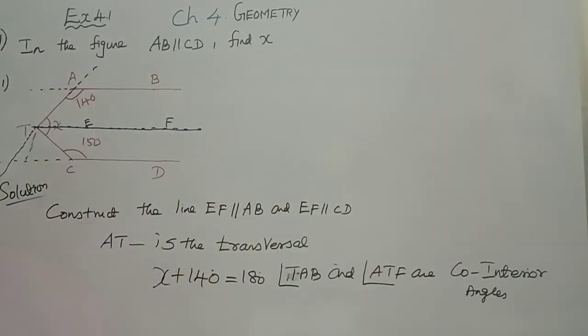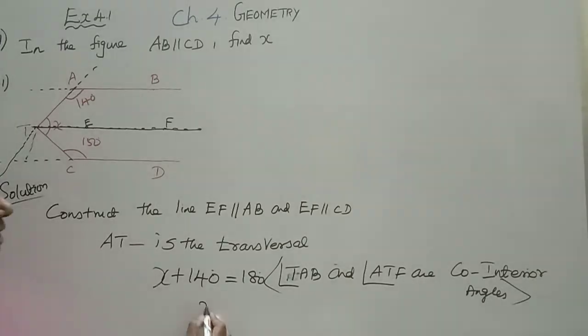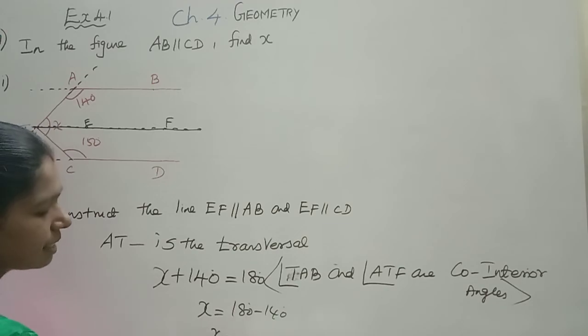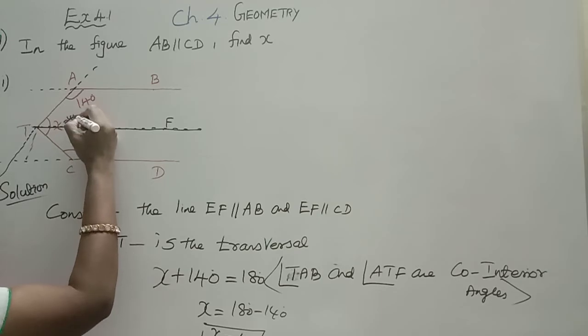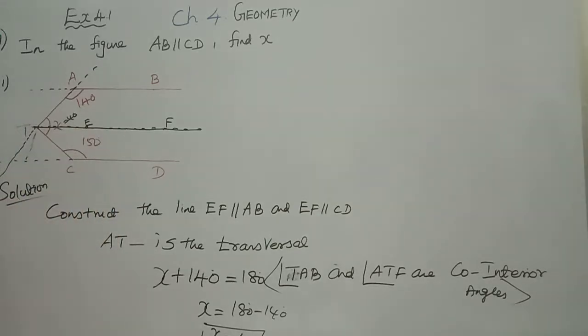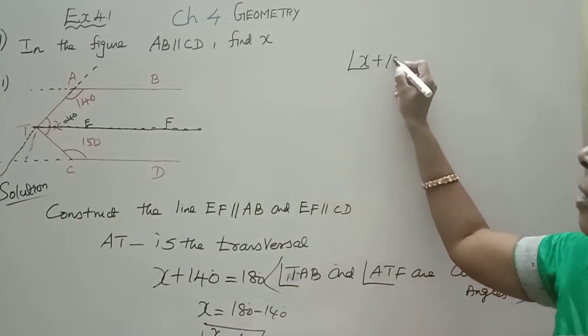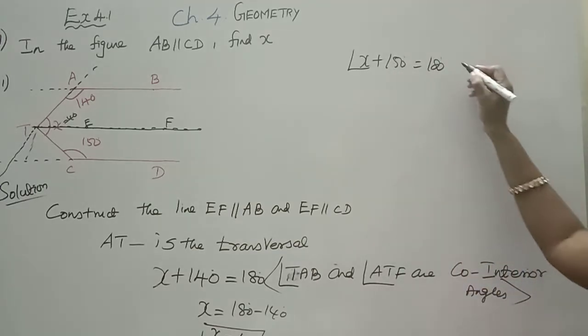Co-interior angles, reason. Okay. Now x plus 140 equals 180 degrees, so x is equal to 180 minus 140, that is, x is equal to 40. On this side the x value is equal to 40. Now, below the transversal, I am going to take this side. Here below the line, again AT is a transversal, so we can write angle x plus 150 equals 180 degrees, because which angles are here? Interior angles.